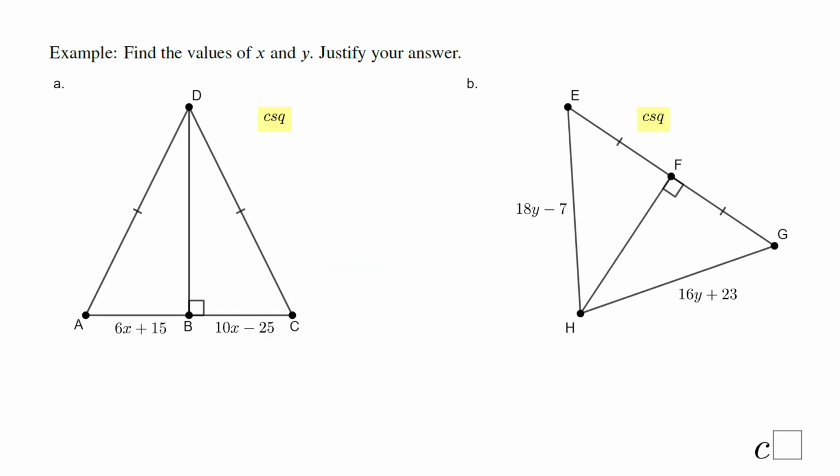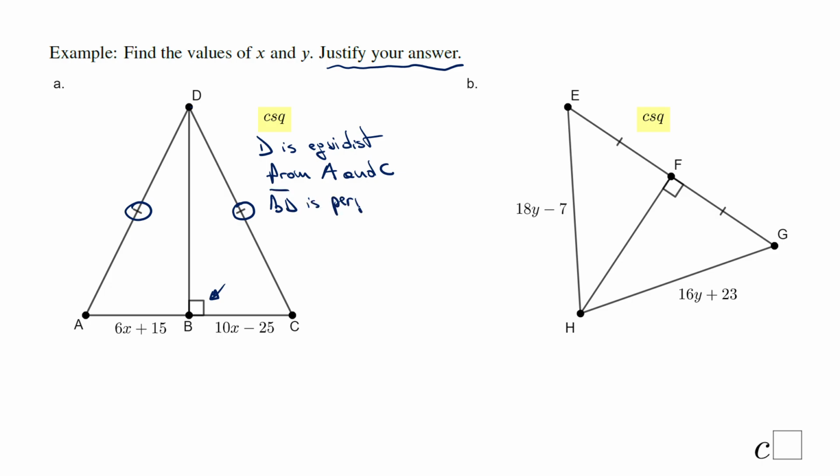Okay, let's take a look at the second example. In this one, we need to find the value of x and y. And again, we need to justify our answer. So what do you see on part A? We notice these two segments are congruent, which means point D is equidistant from A and C, because we notice those two segments are congruent. And we notice also a right angle here, so that means BD is a perpendicular bisector. So, these two segments are congruent, and that will be my equation.